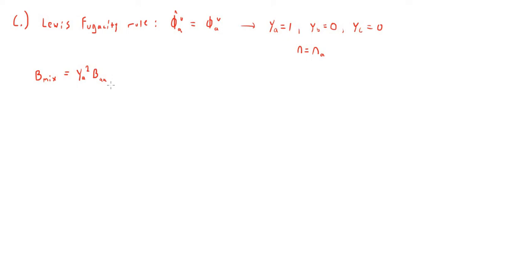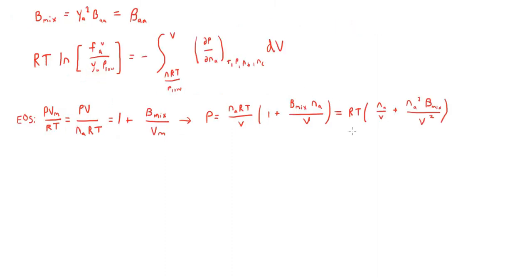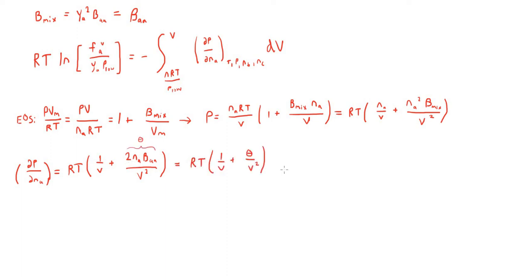I'm going to start again with equation 7.14, except this time the fugacity of A is going to be just the pure fugacity of A in the expression. Just like in part A, we're going to use the equation of state to get an explicit expression for the pressure. Take the partial derivative of this with respect to Na. Again, to save some writing, I'm going to now denote this expression right here as a constant theta. So at this point, we have the same thing as we did in part A, where the partial derivative of pressure with respect to Na is RT times 1 over V plus theta over V squared.